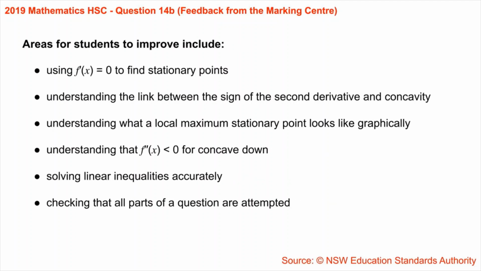Areas for students to improve include using f dash of x equals 0 to find stationary points, understanding the link between the sign of the second derivative and concavity, understanding what a local maximum stationary point looks like graphically, understanding that f double dash of x less than 0 for concave down, solving linear inequalities accurately, and checking that all parts of a question are attempted.